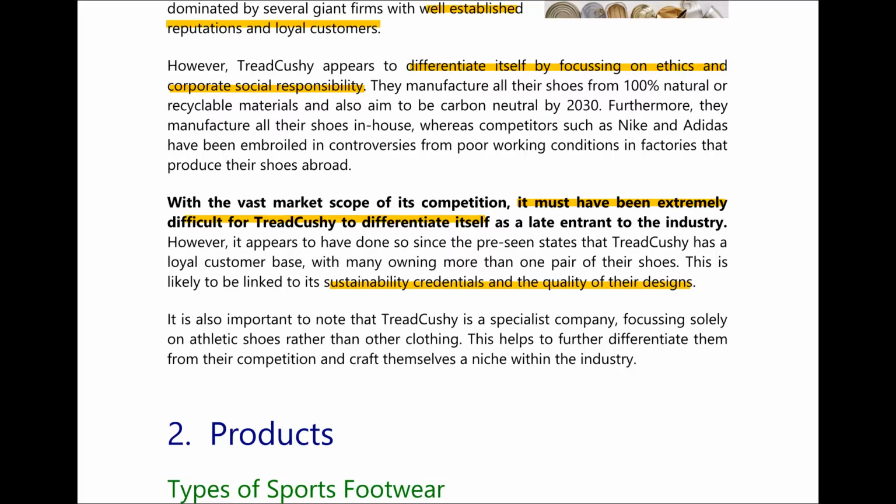Now, a final thing to note, TreadCushy is a specialist company. It focuses solely on athletic shoes. They don't offer other kinds of apparel. Now, this makes them different to their competitors. As I'm sure you're aware, Nike, Adidas, Puma, over time, they've built into more than just athletic shoes. They produce athletic clothing, other equipment, footballs, basketballs, all other kinds of equipment.